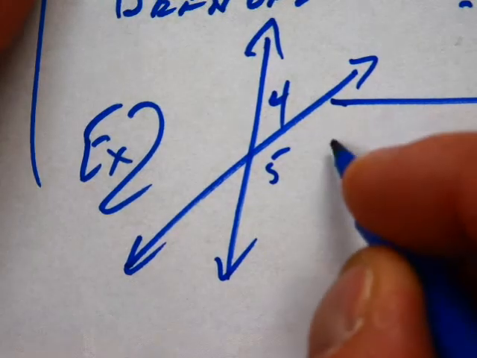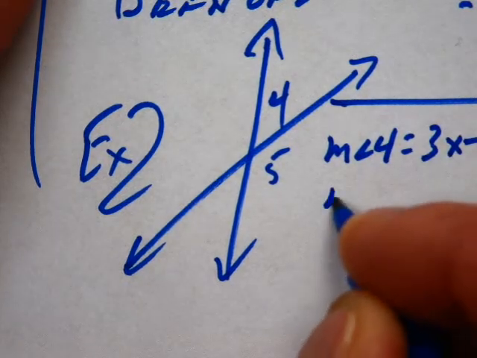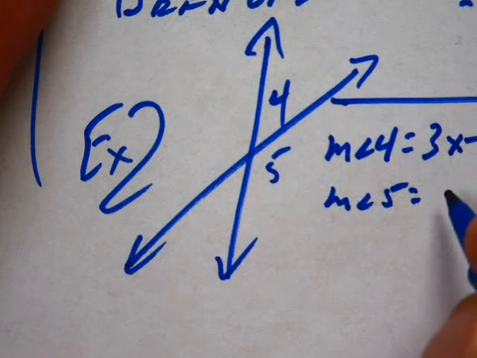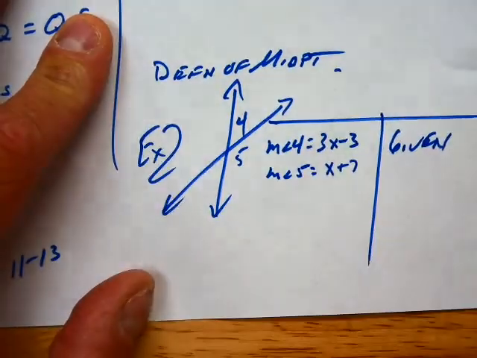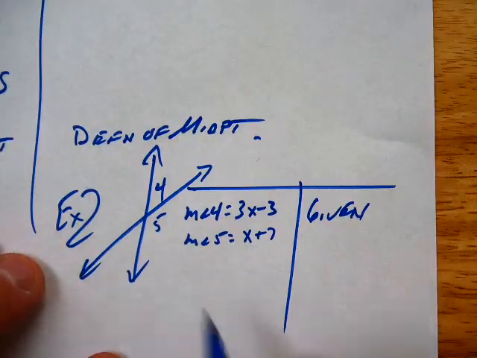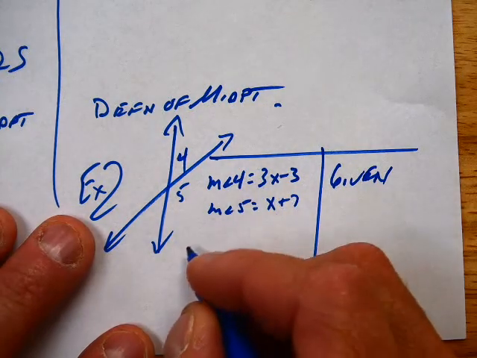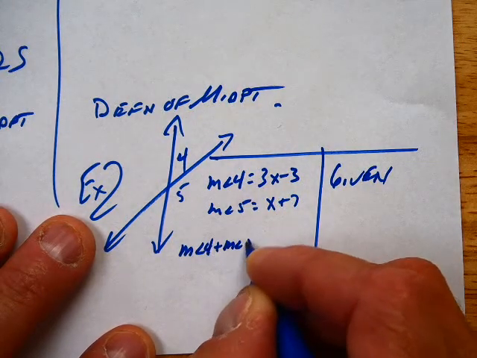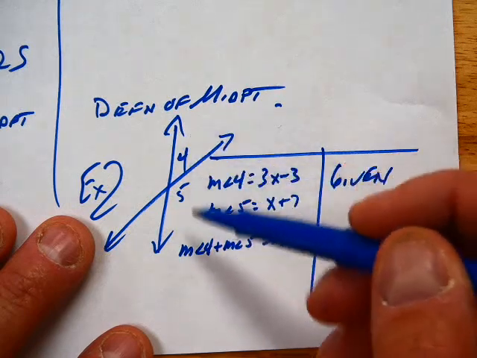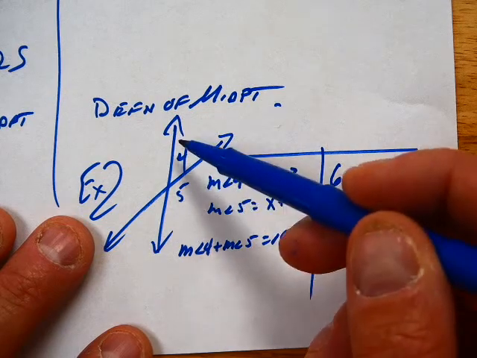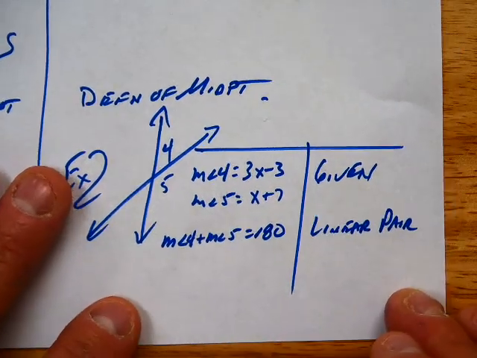Angles 4, 5. If I say my given measure angle 4 equals 3x minus 3, and the measure angle 5 equals x plus 7. Okay. Look at the drawings. What do we know about angles 4 and 5? They add up to 180, right? Okay. So I would write down measure angle 4 plus measure angle 5 equals 180. Why? From the drawing, what kind of angles are 4 and 5? What kind of pair are they? Linear pair. They're a linear pair. That's why I know they add up to 180.